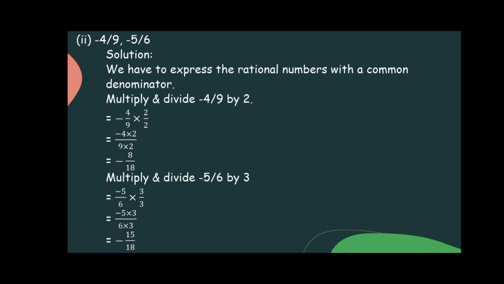Alright. Now multiply and divide this second fraction, which is minus 5 by 6, by 3. Alright. Minus 5 by 6 multiplied by 3 by 3. Multiply this numerator by the numerator. Multiply this denominator 6 by the second denominator, which is 3. Minus 5 into 3 equals minus 15, upon 6 into 3 equals 18. Now both the denominators are same.